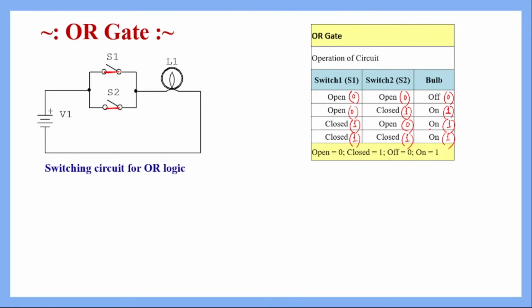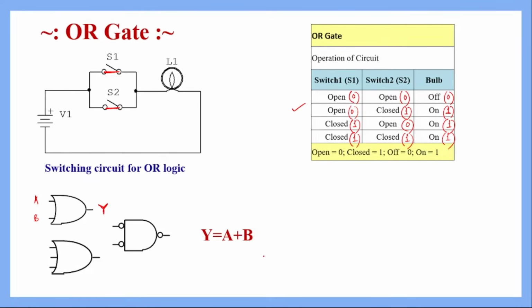Now if we see the truth table of this OR gate, it will be the same as what we have seen here. This is the circuit symbol of the OR gate. So it is a two input OR gate where A and B are inputs, and if we represent the output of this OR gate by Y, then the relationship between input and output is written like this: Y is equal to A plus B. So the OR operation is basically an addition operation of both the Boolean variables, we can say.